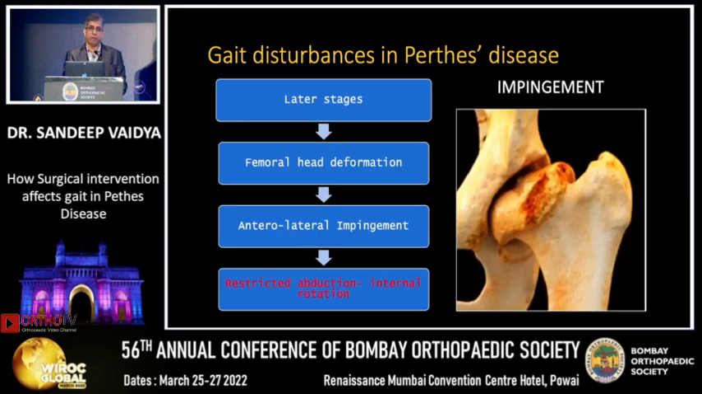However, as the stage of disease advances, the causes of gait disturbance become more mechanical. You get extrusion and therefore impingement, which is more anterolateral, because of which there is a restriction of hip range of movement, mainly abduction and internal rotation, and this can lead to alteration of hip kinematics.